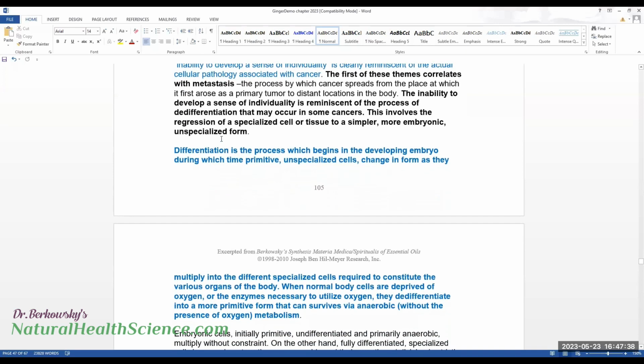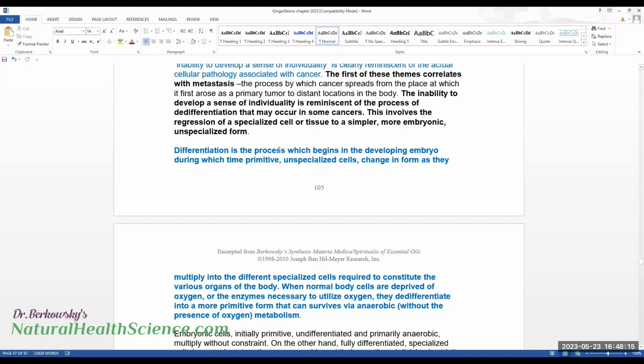This involves the regression of specialized cells. Let's say a breast cell, which was a specialized cell, regresses to a tissue that is simpler and more embryonic, an unspecialized form, no longer a specialized breast cell, but something in between, an embryonic cell and maybe something that resembles a breast cell. This process that takes place as a person becomes more and more diseased is referred to as de-differentiation. The cells are de-differentiated.